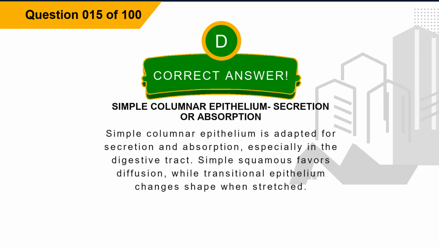The correct answer is option D, simple columnar epithelium, secretion or absorption. Explanation. Simple columnar epithelium is adapted for secretion and absorption, especially in the digestive tract. Simple squamous favors diffusion, while transitional epithelium changes shape when stretched.